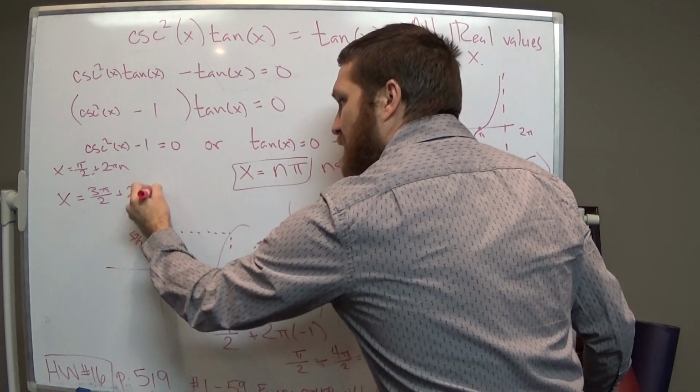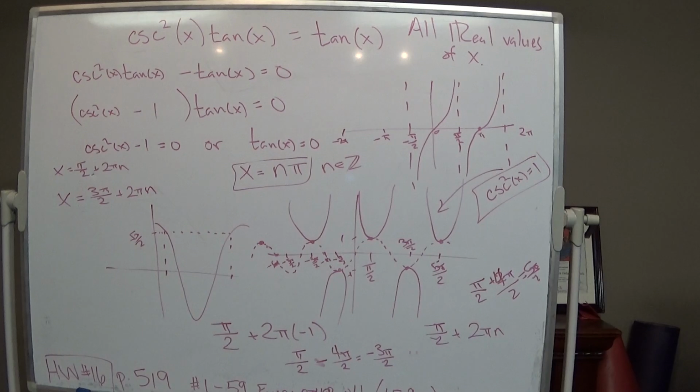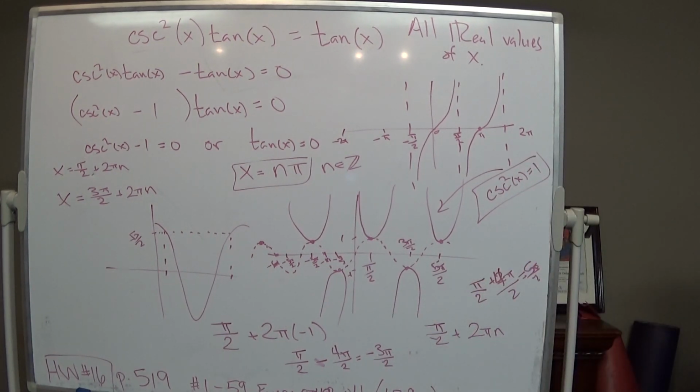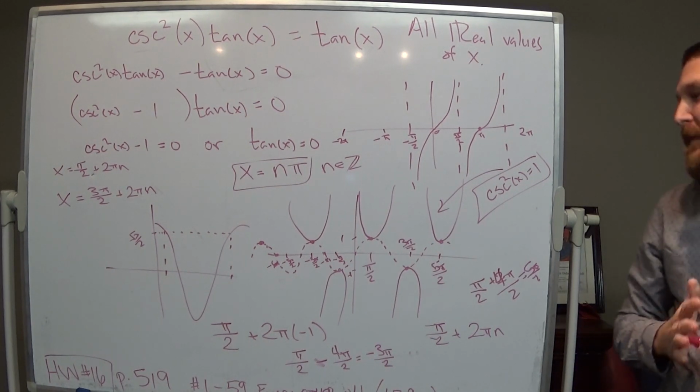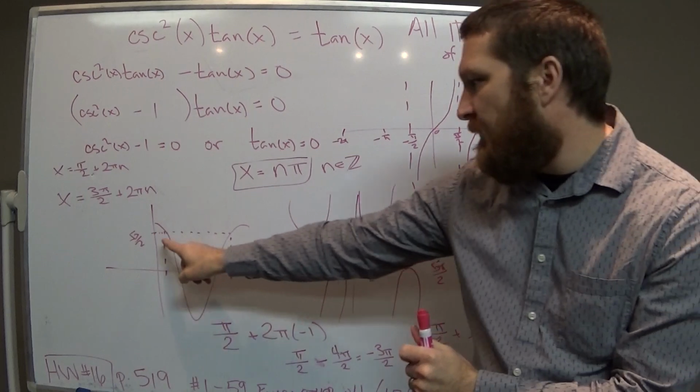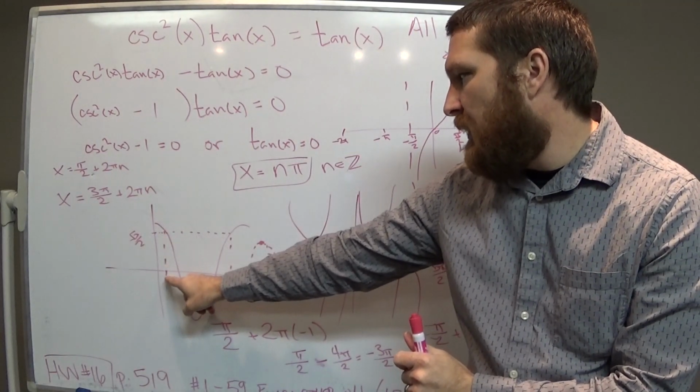But couldn't you just do x equals pi over 2 plus pi times n? You could. In this case, it works. In general, that's not going to work, because things get stretched and so on. For instance, if it were this, so what is this?